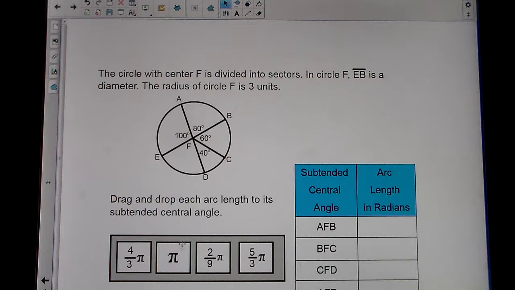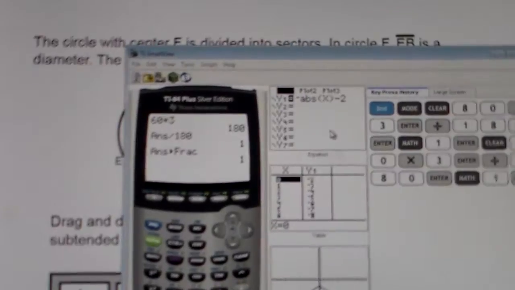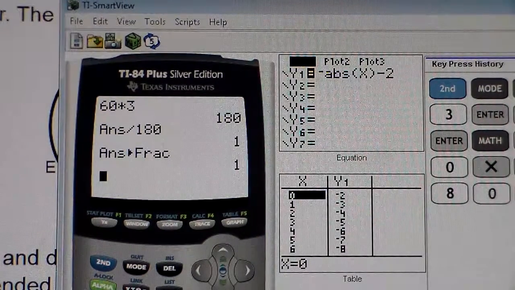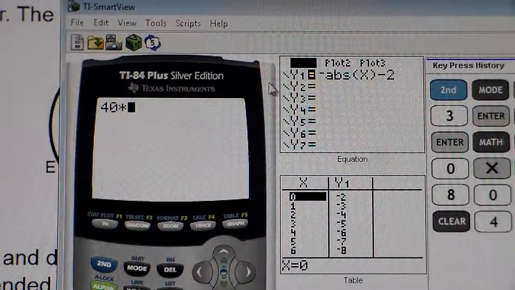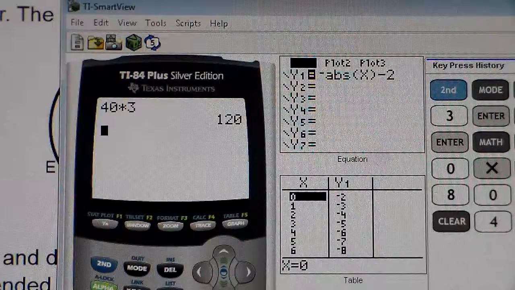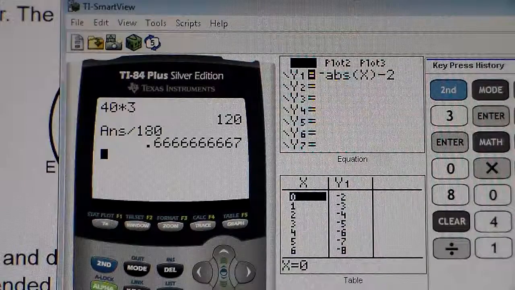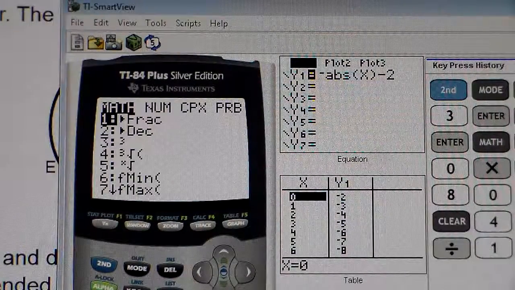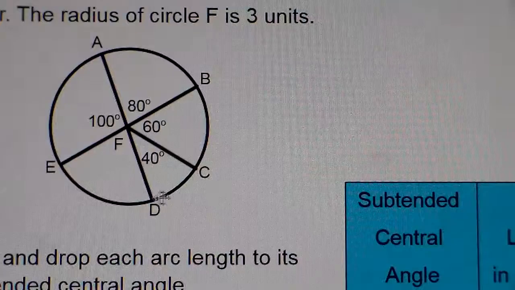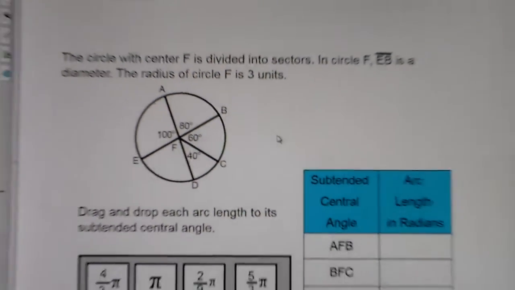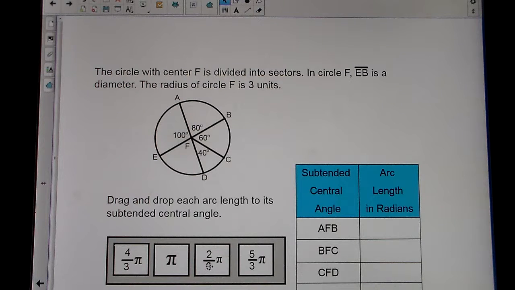Next is 40 degrees. So we do the 40 degrees in the graphing calculator. So 40 times the radius of 3 units, divide that by 180, because we're just plugging it right into the formula. Then we do math, 1, enter. We get 2/3. So 40 degrees will be 2/3 pi. I accidentally typed 2/9, but that's supposed to be a 3, so let's fix that. That'd be 2/3 pi. So 2/3 pi gets dragged into CFD and put right in here.